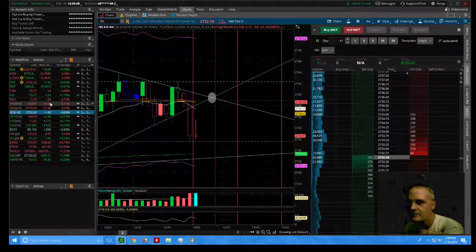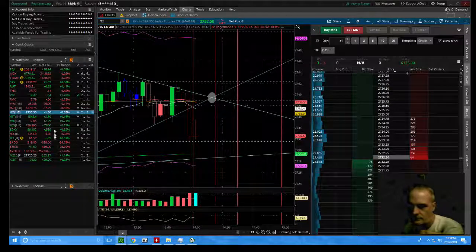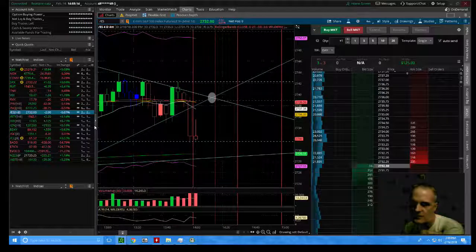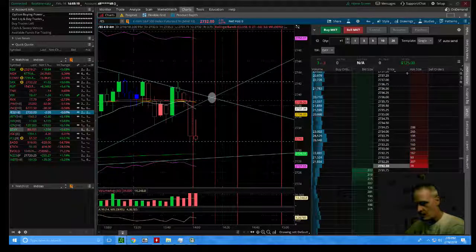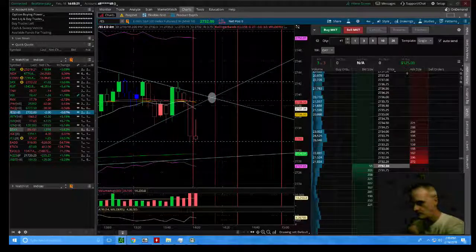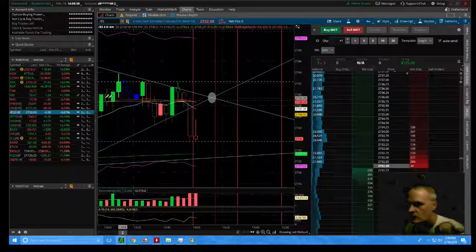VIX up, but not a lot. The dollar up 63 basis points. Gold down. Crude back up over 61. It's at 61.52 right now in the futures market. That's crude.